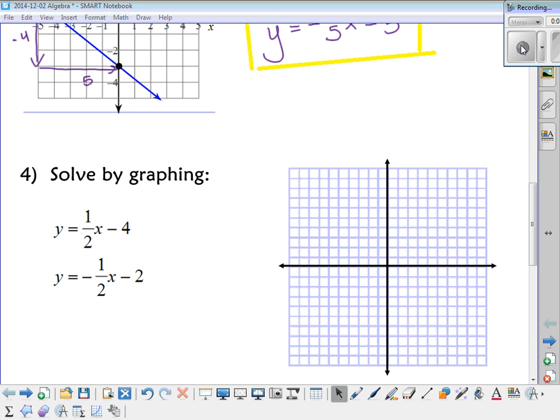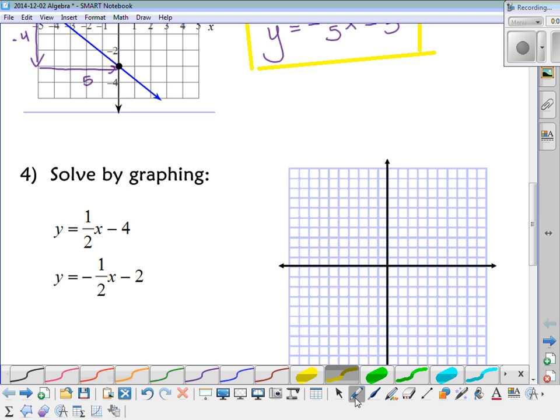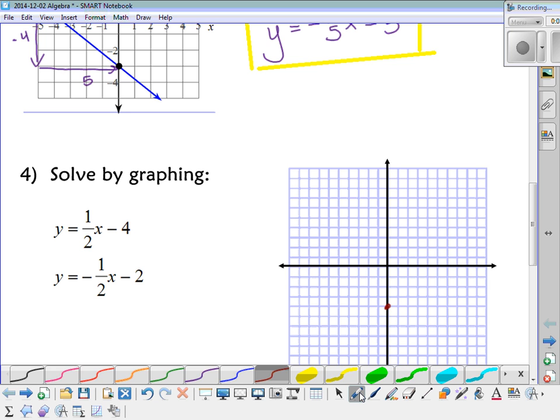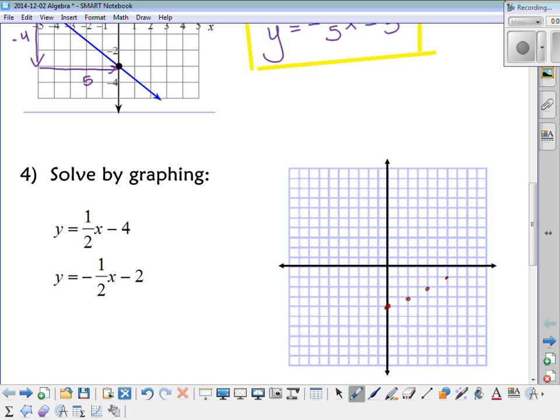Number 4, we're going to solve by graphing. So first I will graph y equals 1/2 x minus 4. So I start at -4 on the y-axis. And then I'm going to go up 1 over 2 for my slope. So that's that line. Then for the other one, I'm going to start at -2 on the y-axis. But this one has a slope of -1/2, so I go down 1 to the right 2, and so on.